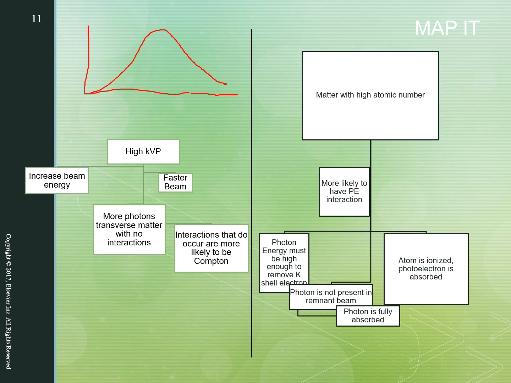Overall, our photoelectric and our Compton interactions will decrease, but the photoelectric interactions decrease at a much higher rate than our Compton does, and so that's why we pay more attention to our scatter when we have the high keV beam.